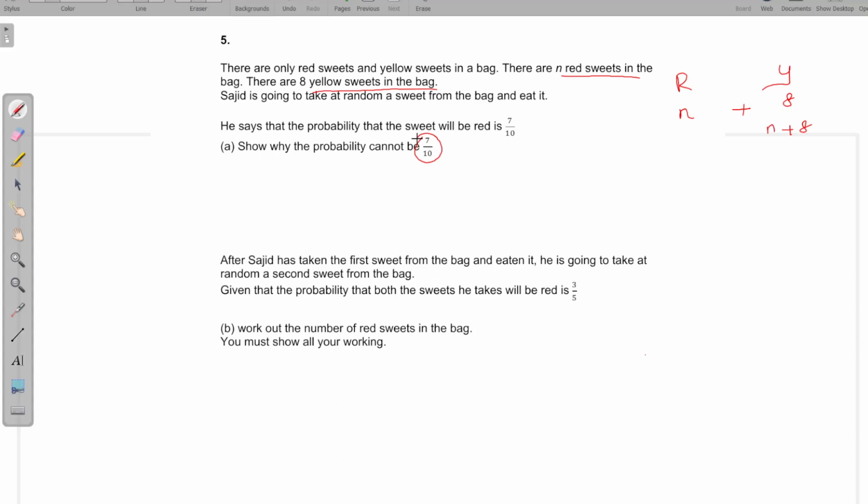Okay, so the probability he's going to take a red will be n over n plus 8. Let's put that as 7 over 10 and see whether we get a whole number for n. So let's cross multiply. 10n is equal to 7n plus 56. So that means 3n is 56, which means n is 56 over 3, which is not a whole number. Therefore, it cannot be 7 over 10.